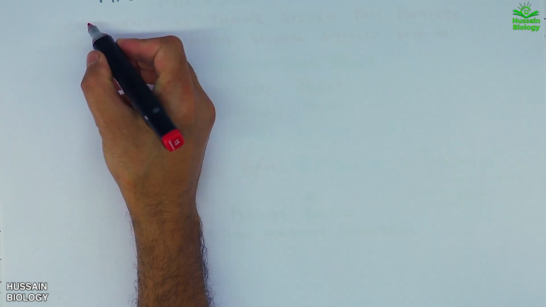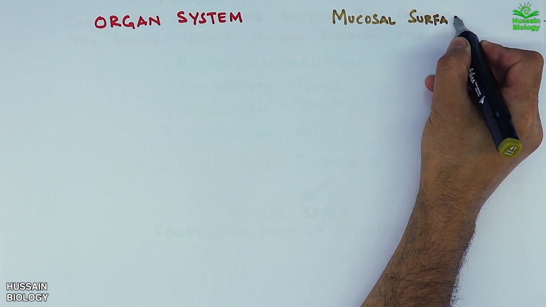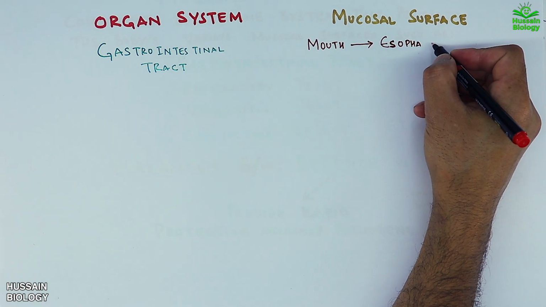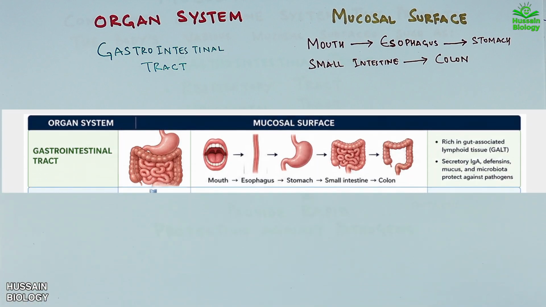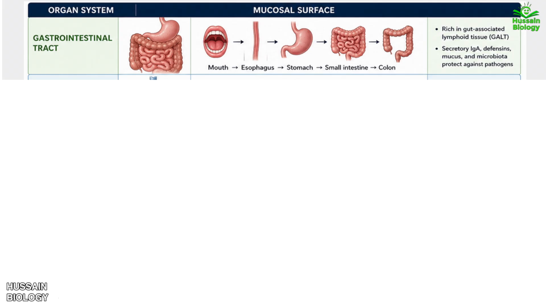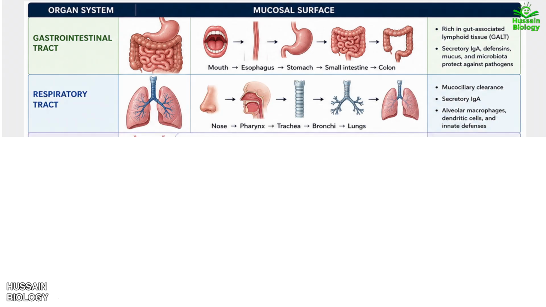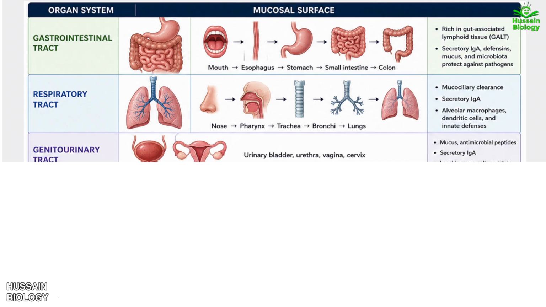Now let's look at the major organ systems and the mucosal surfaces that they are involved in. We see the gastrointestinal tract extends from the mouth to the colon and contains the largest mucosal immune compartment, known as Gut-Associated Lymphoid Tissue, or simply GALT. The respiratory tract includes the nose, pharynx, trachea, bronchi, and lungs, while mucociliary clearance and secretory IgA provide the first line of immune defense. The genitourinary tract comprises the urinary bladder, urethra, vagina, and cervix, while mucus, antimicrobial peptides, and local immune cells protect against infection.